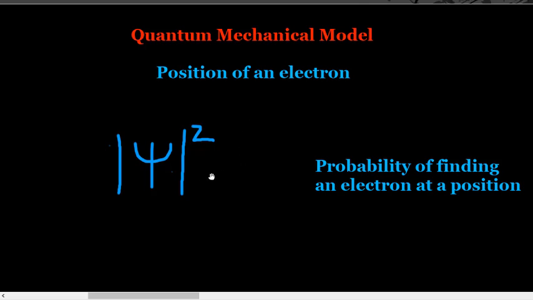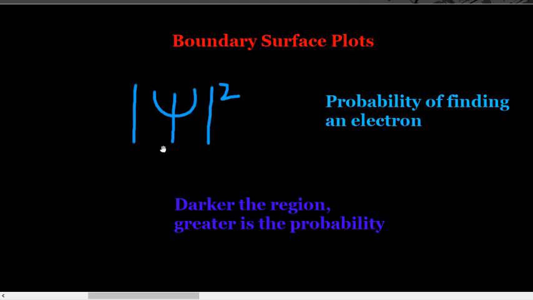Bohr's model of the atom gives us the exact location of an electron, but the quantum mechanical model only gives us the probability of finding an electron in a particular position. So we have seen that the modulus of psi squared gives us the probability of finding an electron. To visualize this, we use a tool named the boundary surface plot. So what is this boundary surface plot?